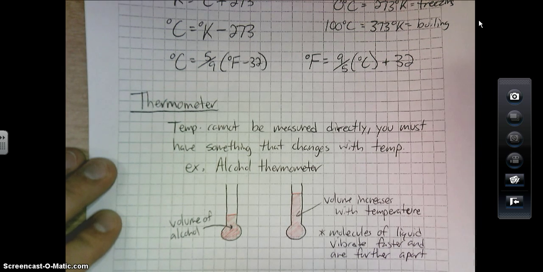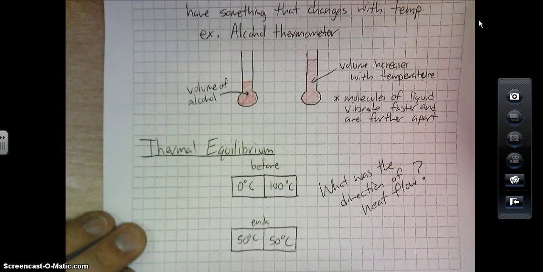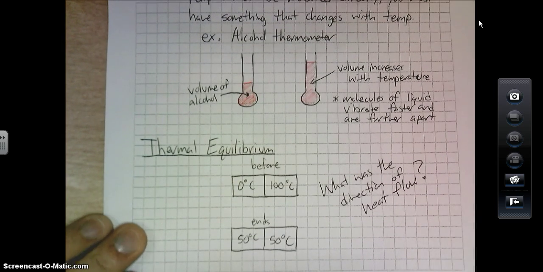Now, one last thing to talk about in this section is something called thermal equilibrium. This is where, if you put a hot and a cold object together, eventually they settle at a certain temperature. So if I have two blocks, one at freezing and one at boiling temperatures, and I put them together, eventually they will end at some midpoint.